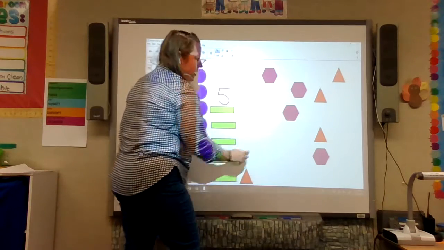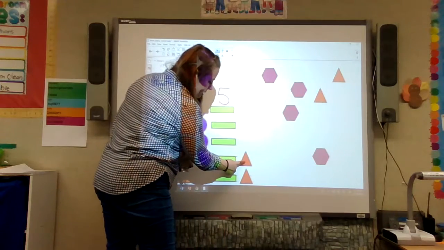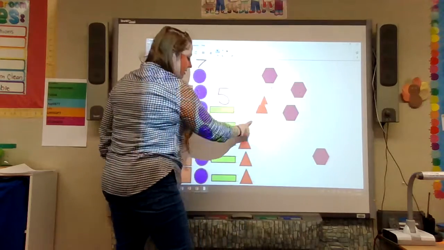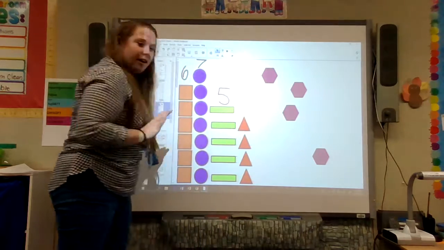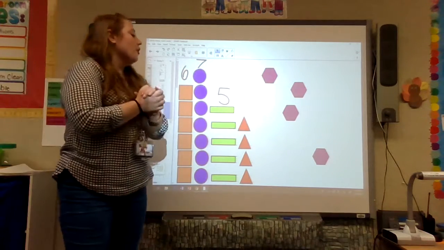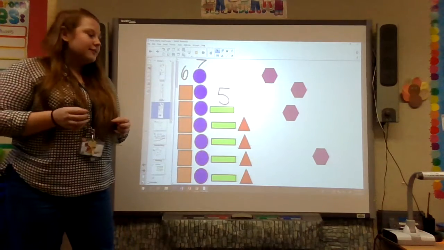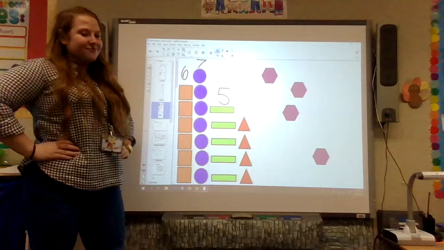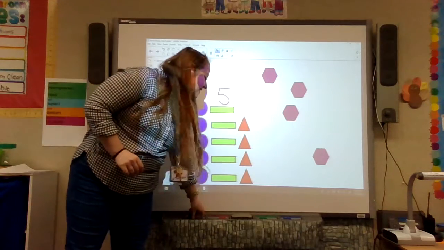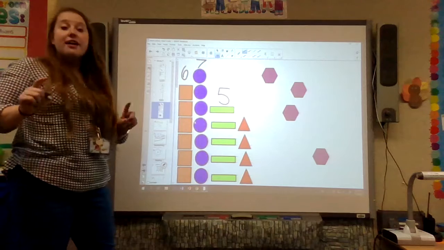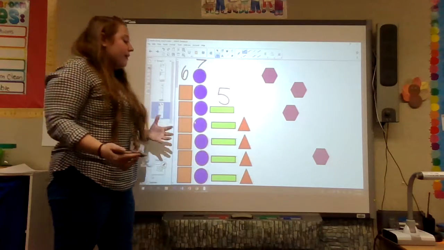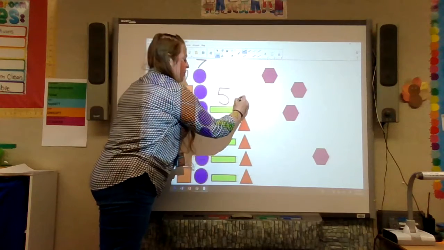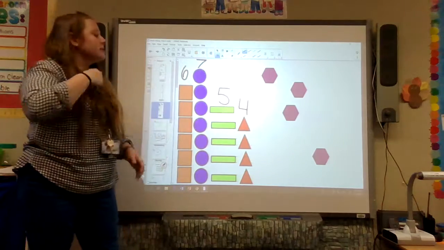All right. Drag all of my triangles over to a nice up and down column. All right, how does that look? Pretty good? Okay, you tell me, which one has less, the triangles or the rectangles? You got it. We have less triangles than rectangles. Let's check out our quantity or how many we have. 1, 2, 3, 4. I'm going to write 4 down by my triangles.